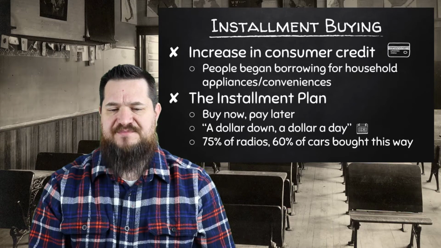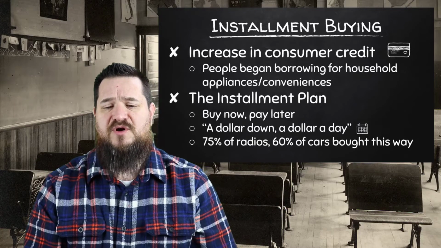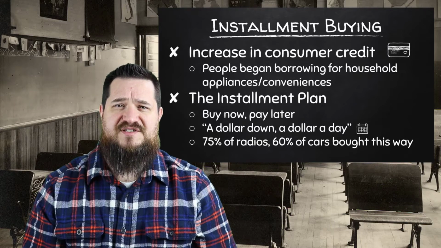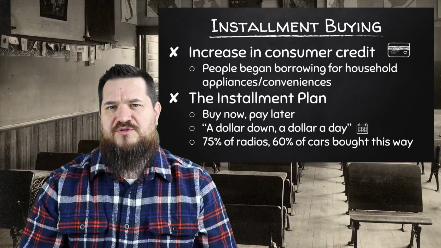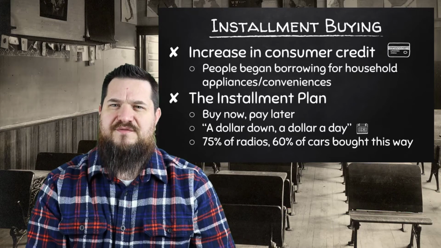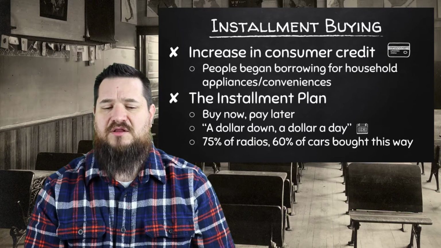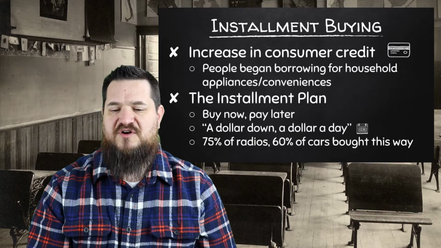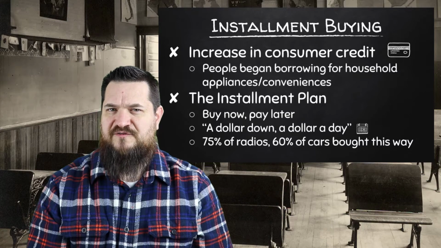Another thing that really drove this consumer boom in the 1920s was this new idea called installment buying. Sometimes it's referred to as buying on credit. With this increase in consumer credit, people started borrowing to buy things instead of having to save up to pay for it in one lump sum. Along with credit, we have this idea called the installment plan. Buy now, pay later. The saying in the 1920s was you could get just about anything you wanted for $1 down and $1 a day. In the 1920s, about 75% of radios and 60% of cars wind up being bought this way, with installments.